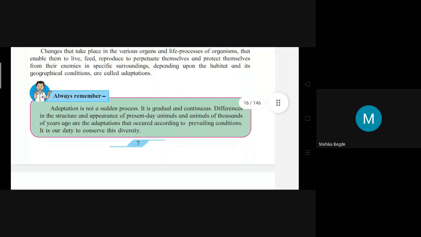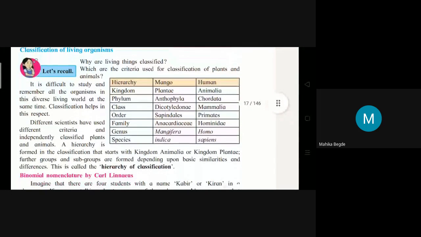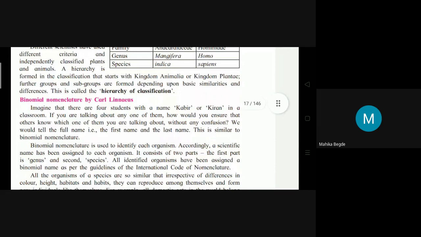Depending upon the habitat and its geographical condition, animals change their organs or life processes so that they can live, feed and reproduce in that particular surrounding and habitat. This is called adaptation. Yes, how are animals classified? By the method of binomial nomenclature.